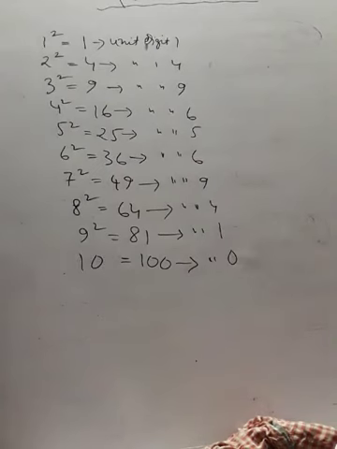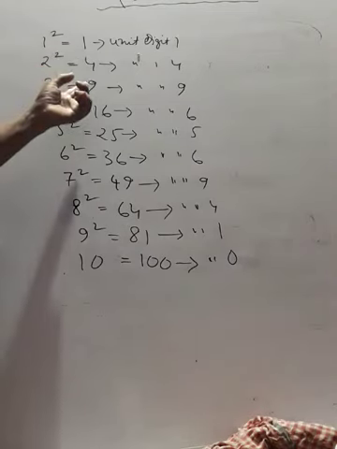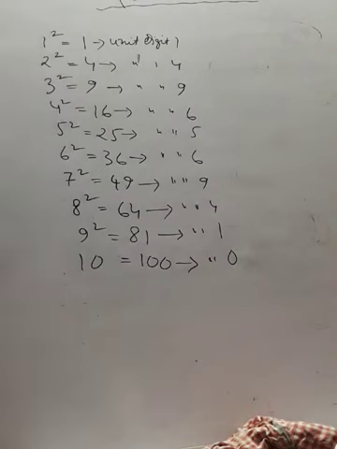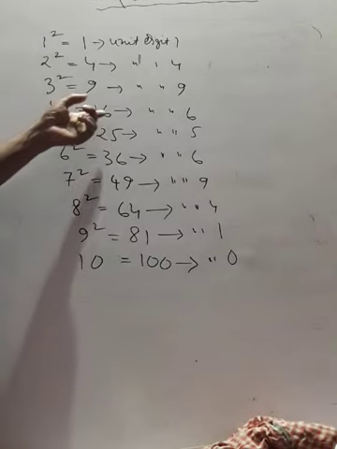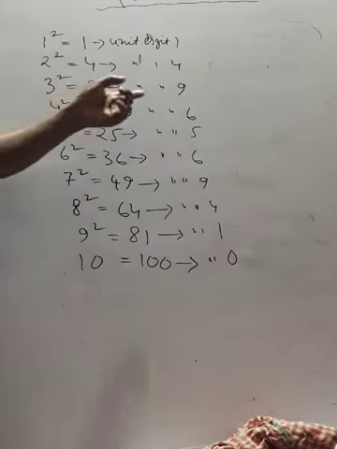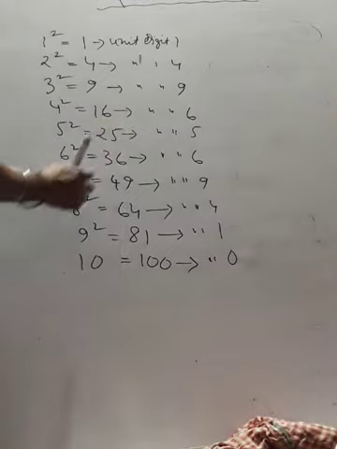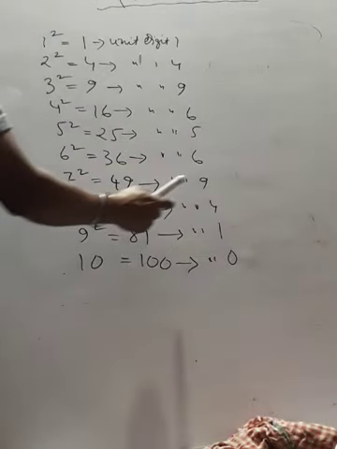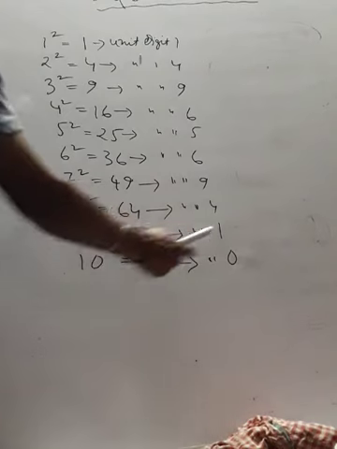Now I have to take notice of the digits in the unit place. In the first number, there is only a one-digit number, so this one is the digit in ones place. Similarly, here the digit in ones place is 4. The digit in ones place here is 9. Here it is 6. Here it is 5. Here it is 6. Here it is 9. Here it is 4. Here it is 1. And here it is 0.